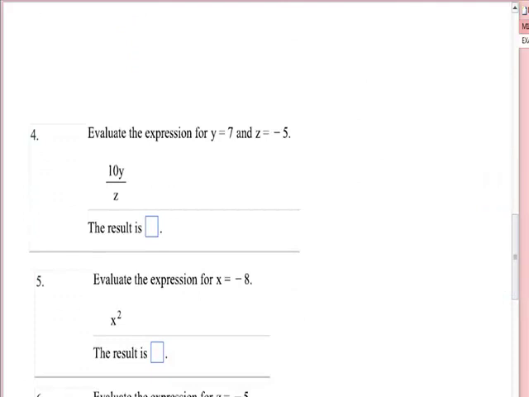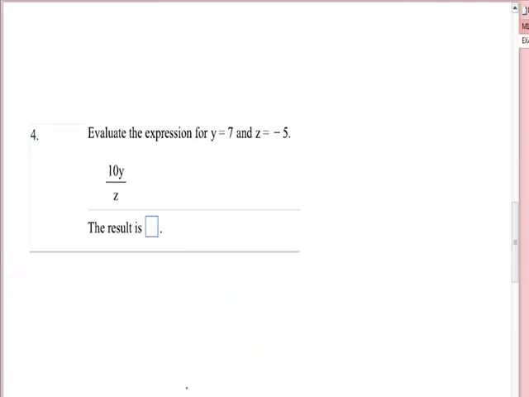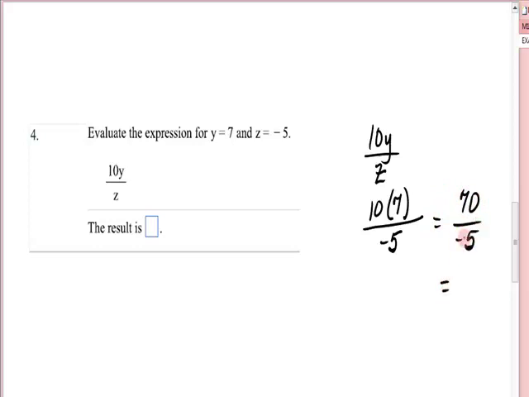All right. Next expression to evaluate is 10y over z. That means it is 10 times 7 over the value of z, which is -5. I'm going to do what's in the numerator first. 10 times 7 is 70. Divided by -5. A positive divided by a negative is negative. And then I do the division, and I get -14.